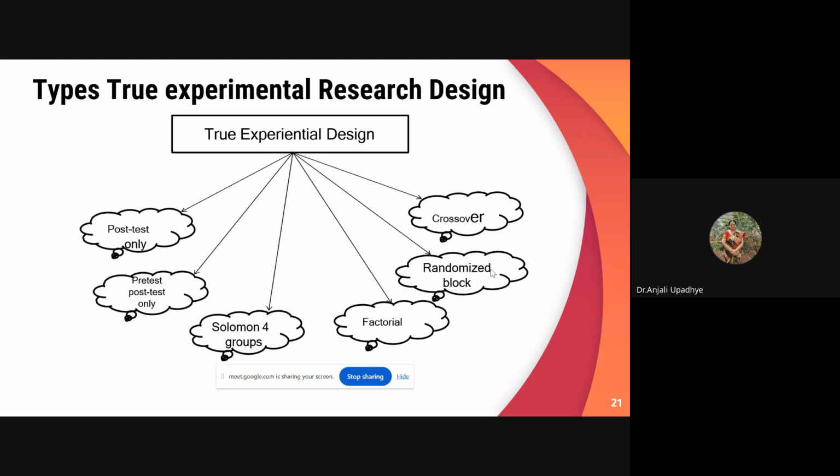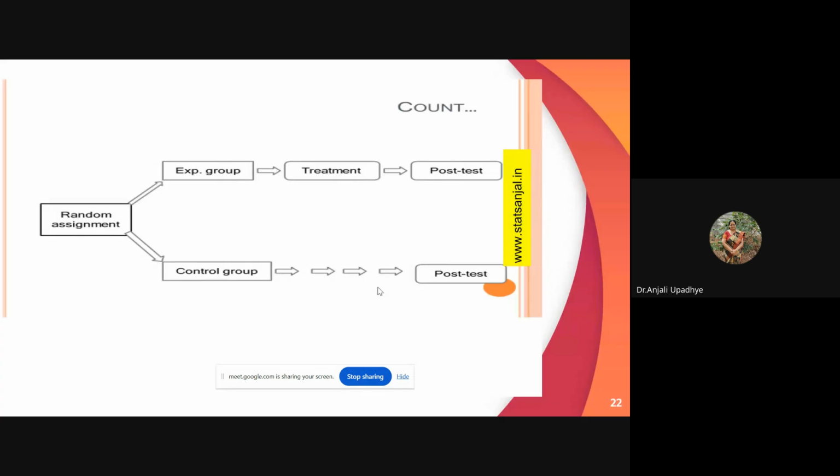And sometimes we have a CRD or randomized block designs also. Whenever the CRD is used, we consider only one outcome variable. But sometimes we take more than two outcome variables with randomized block designs, or when conditioning variables are there, then we use Latin square designs also. So these are some of the types of true experimental design. There is a large scope for experimental research design.